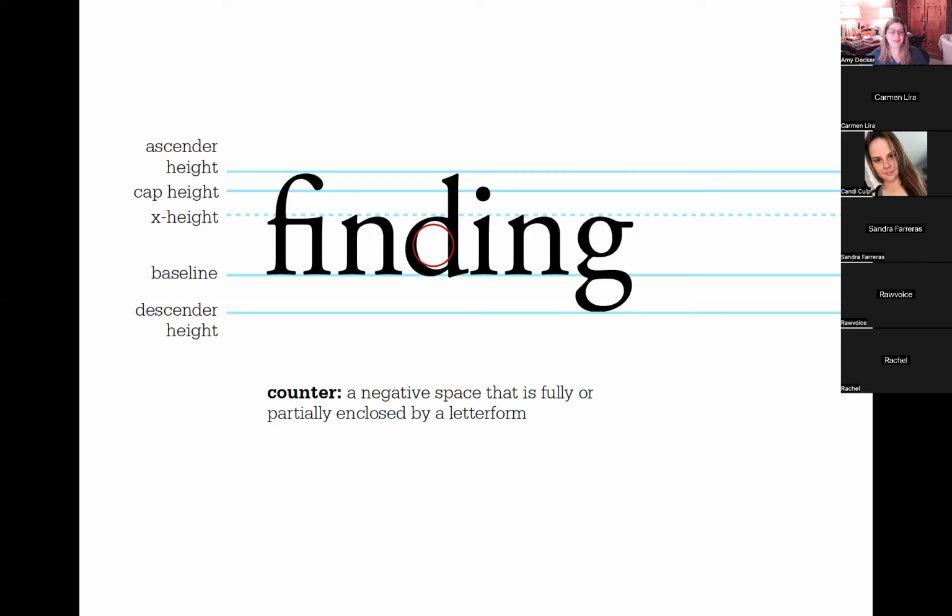So any other letters? Would a letter like an N or a U count since it's partially enclosed? That's right. Just like it says on the description here, it can be fully or partially enclosed. So our N's here, these are counters. The D is a counter and the N is a counter.